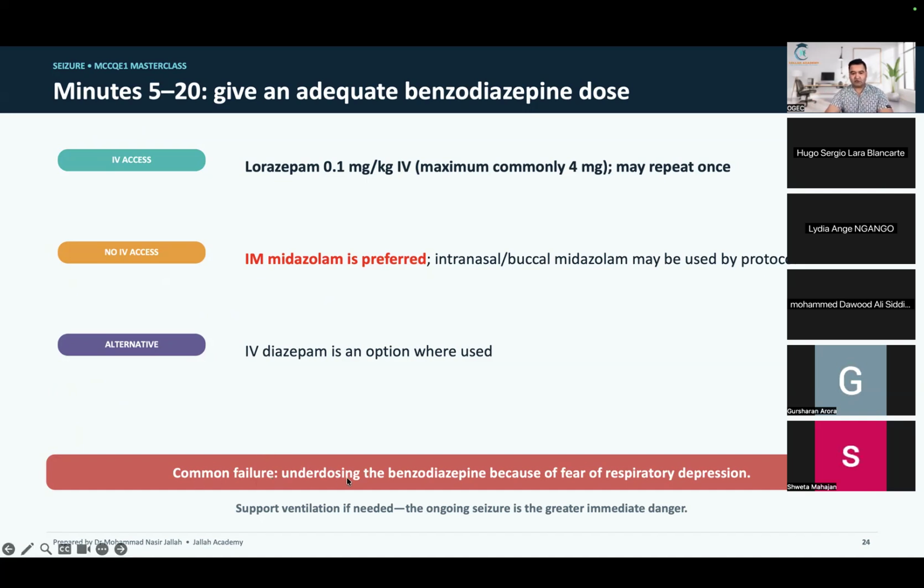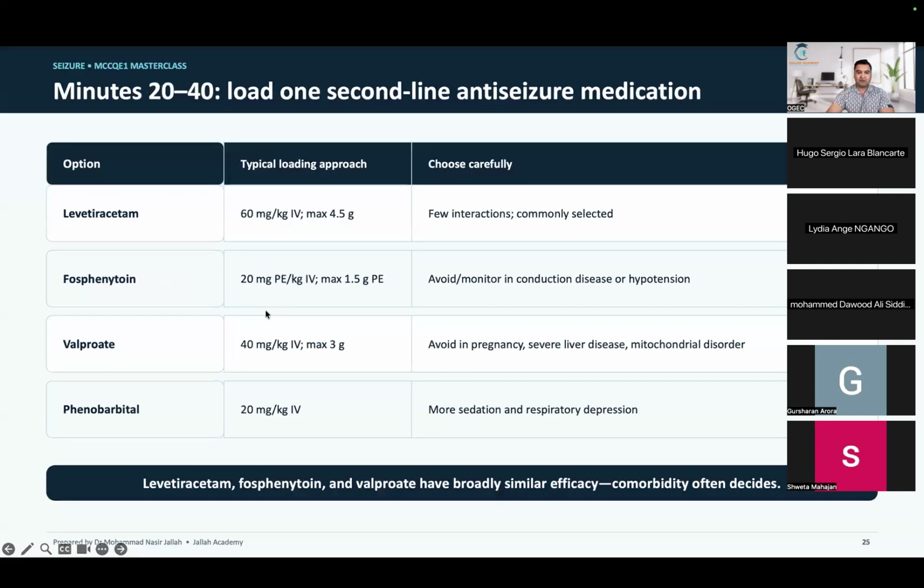Common failure: underdosing the benzodiazepine because of the fear of respiratory depression. So this is something that people are afraid of, that if I give my patient too much benzodiazepine, the patient will develop respiratory depression. This is a common mistake. So stick with the rule, stick with the criteria. It is lorazepam 0.1 milligram per kg, okay?